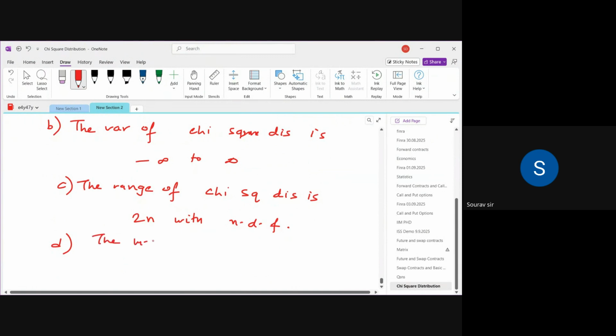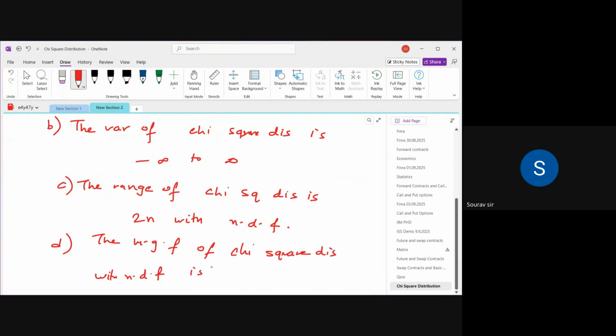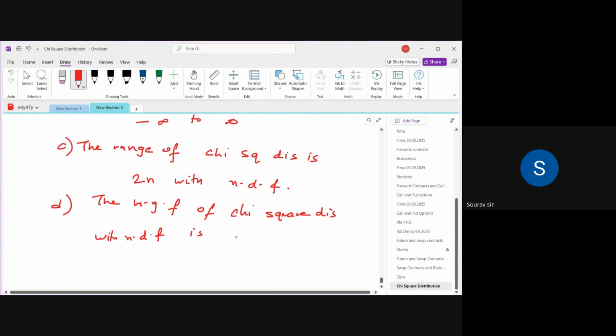the MGF of chi-square distribution with n degrees of freedom is, I hope the options are visible to everyone, 1 minus 2t to the power minus n/2. So which one will be the answer for this? Anyone? MGF, ma'am. So the correct option is option D, you are telling me.